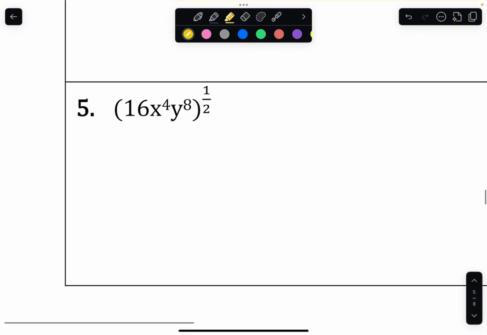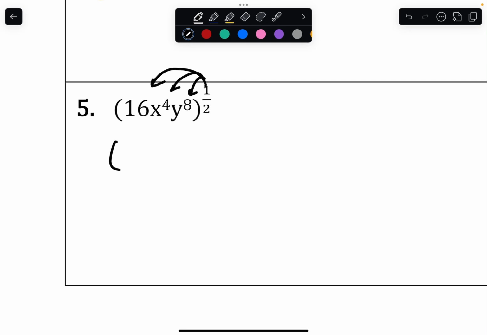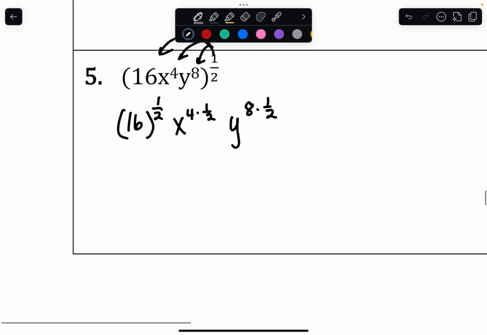Okay, next step, every term gets the 1/2 as an exponent. So 16 gets 1/2 as the exponent. X already had an exponent, so his exponents get multiplied. Y already had an exponent, so those exponents get multiplied. 16 to the 1/2 power we talked about is the same thing as a square root. A lot of people say that's 8. It is not 8, it is 4. We're taking the square root. We are not multiplying a big number by a little number. Okay, can't stress that enough. I see that mistake all the time.